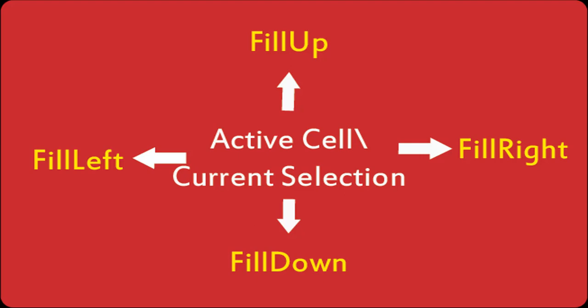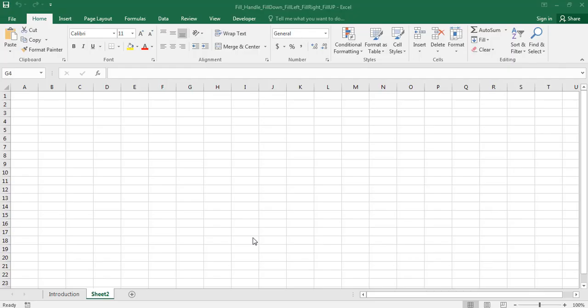In this video I am going to discuss the FillUp, FillDown, FillLeft, and FillRight methods of the Range object. Now I am going to start with FillDown. Let's say first I am entering a number, 1. Next I am going to fill the cells below with the value which I mentioned in range A1.